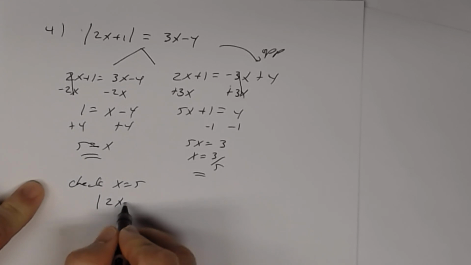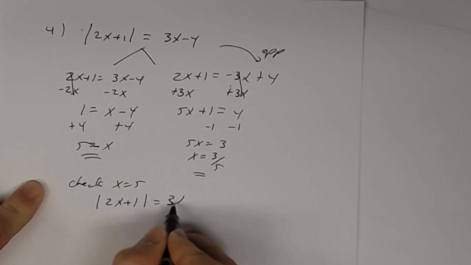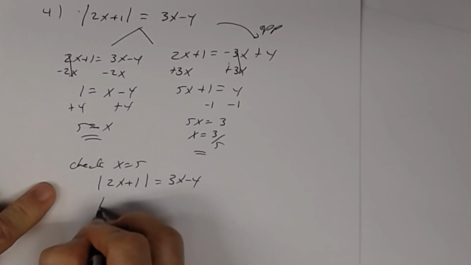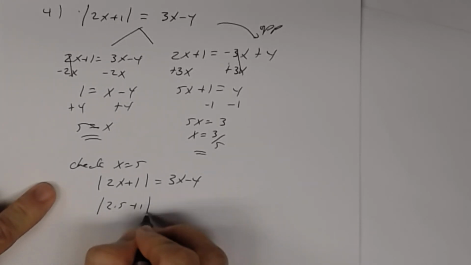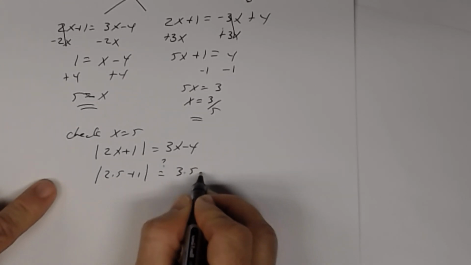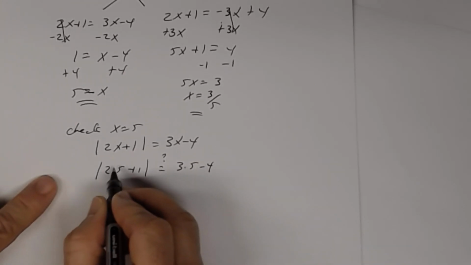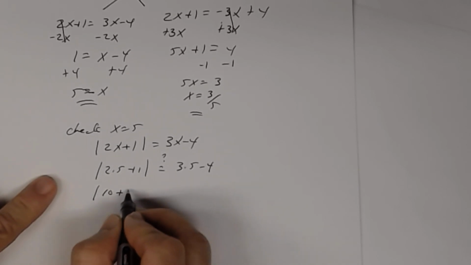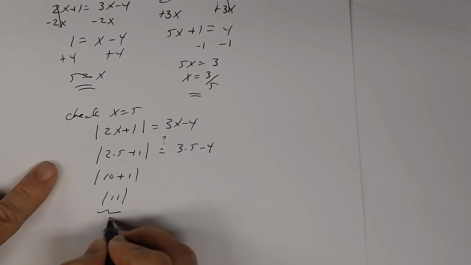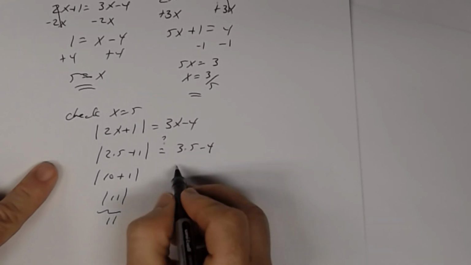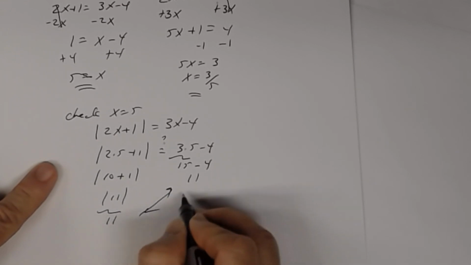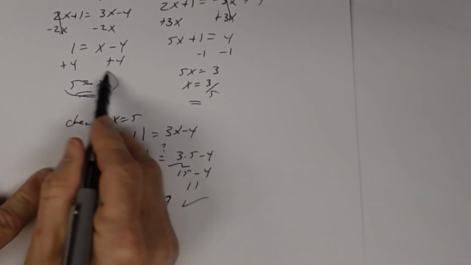So I get the absolute value of 2x plus 1 equal 3x minus 4. So in place of x, I'm going to substitute 5. So I get 2 times 5 plus 1, absolute value of that. On this side, I get 3 times 5 minus 4. 2 times 5 is 10. Absolute value of 10 plus 1. 10 plus 1 is 11. And the absolute value of 11 is 11. Over here, this is 15 minus 4, which is 11. So those equal. So this works.